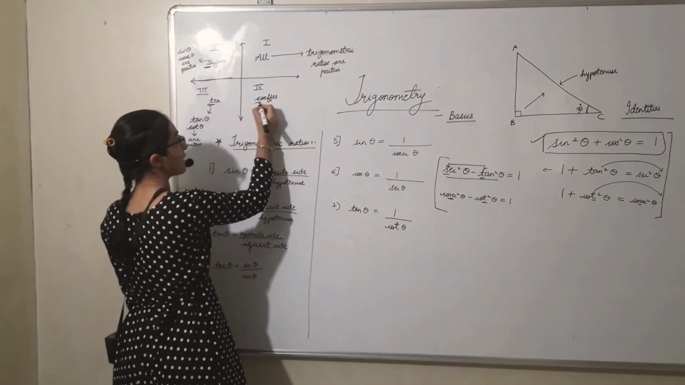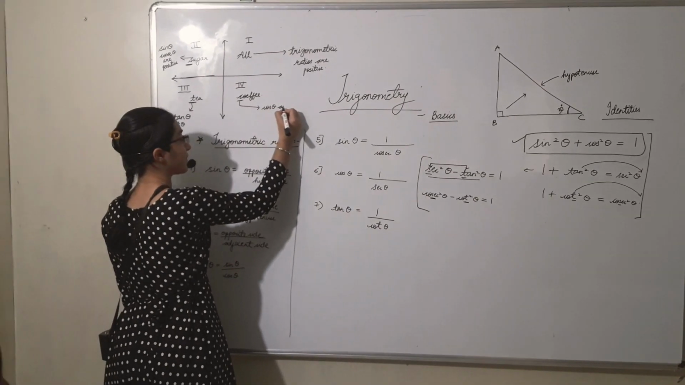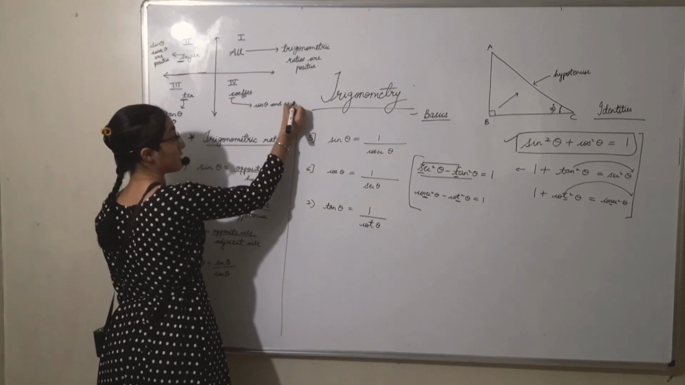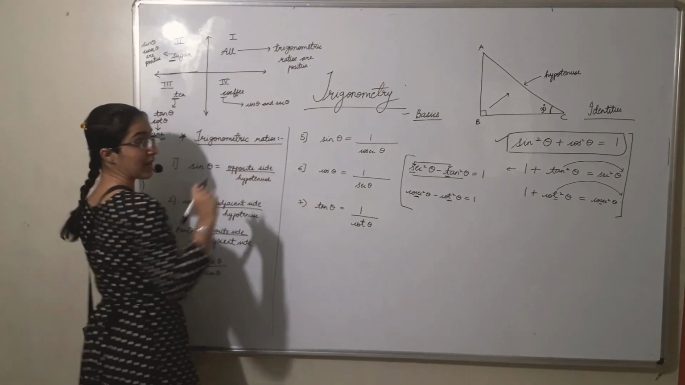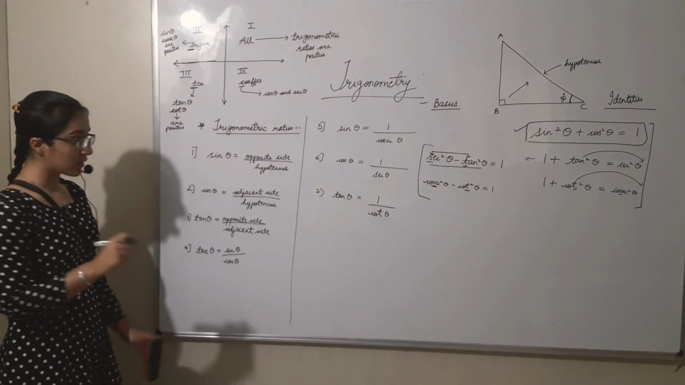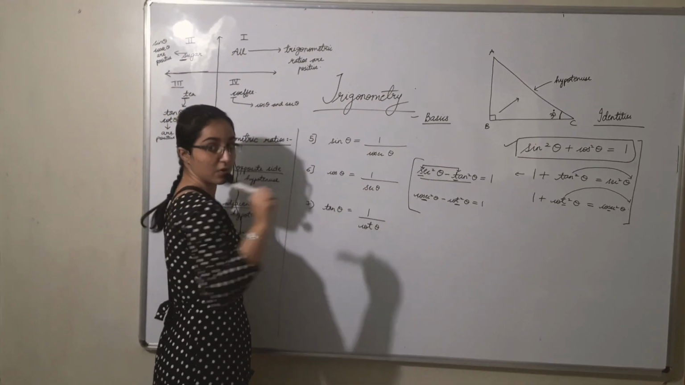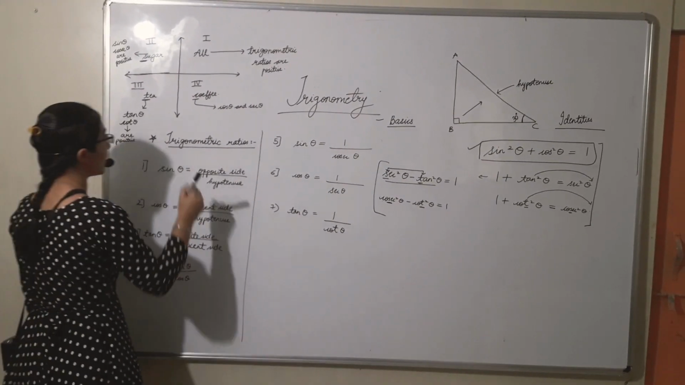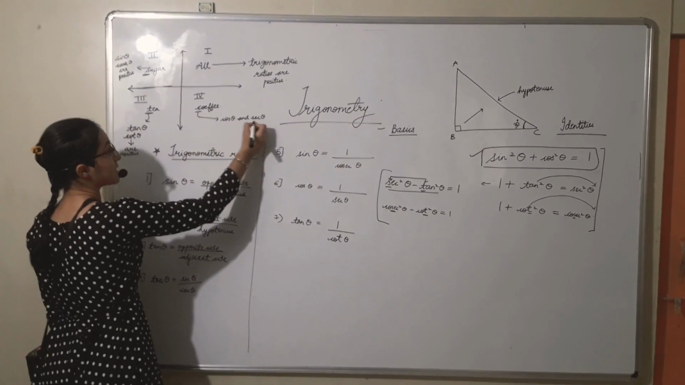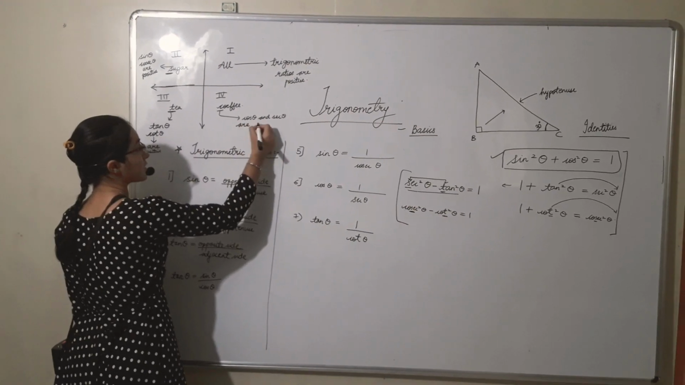Now C for cos. Who is the relative of cos theta? Sec theta. You will pronounce it as sec. See the pronunciation. And for cosec, this is cosec. This is sec. Okay, see the pronunciation of what you are pronouncing. Cos and sec are positive.